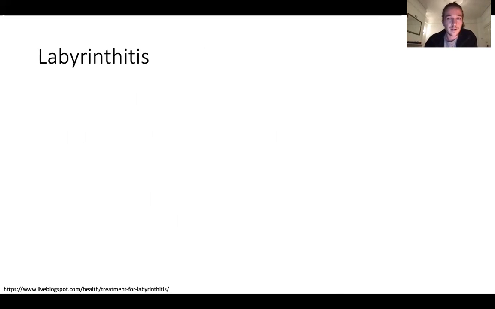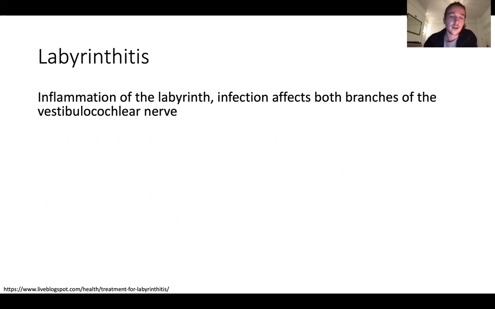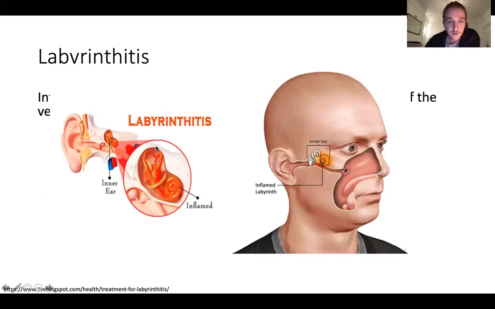So this is what I believe is the last one we'll go over, labyrinthitis. So inflammation of the labyrinth, the infection affects both branches of the vestibular cochlear nerve. So if you look here, as well as affecting the semicircular canals, it also affects the cochlea.